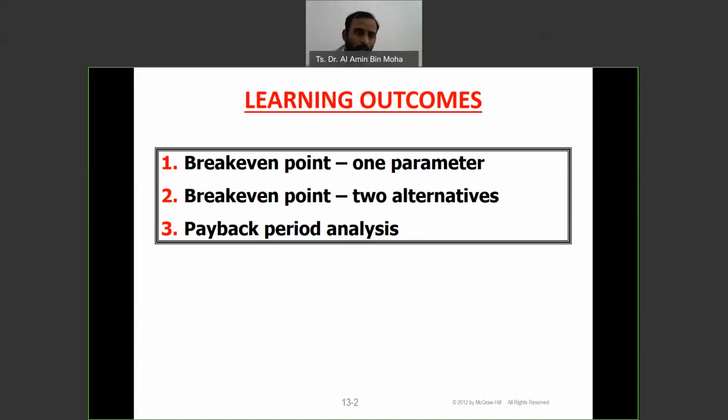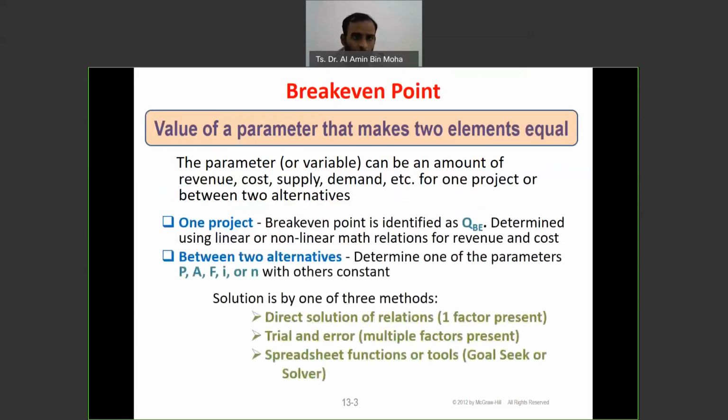These are the learning outcomes of this chapter. It means that at the end of the session, we should be able to understand and analyze break-even point and also payback period analysis. For the break-even point, we have two different methods: one parameter case, and the two alternatives case. So first we start with the break-even itself.